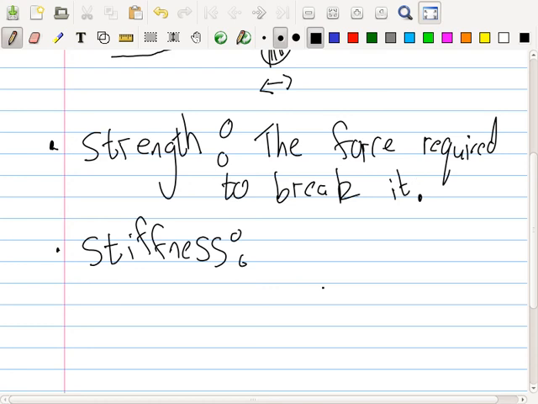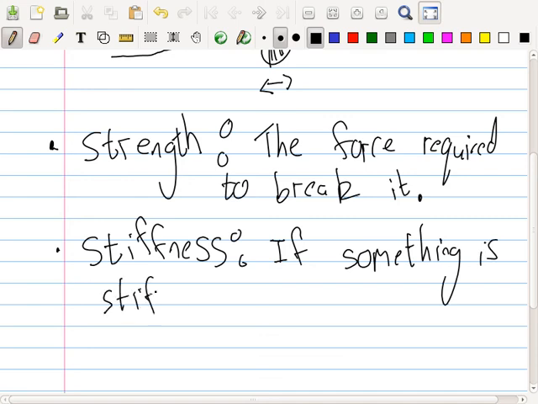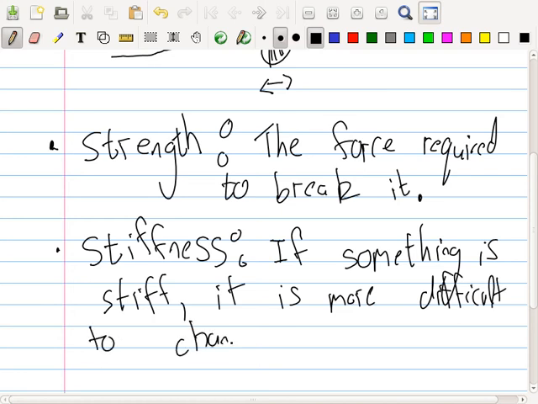Okay? So you could say that if something is stiff, it is more difficult to change its shape.